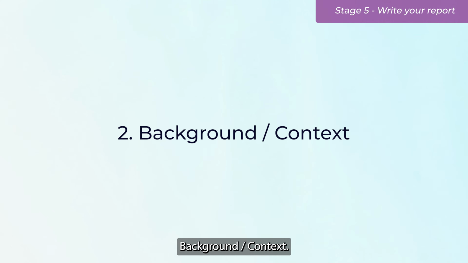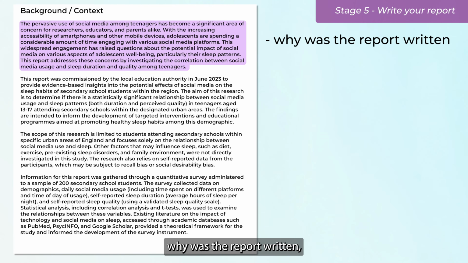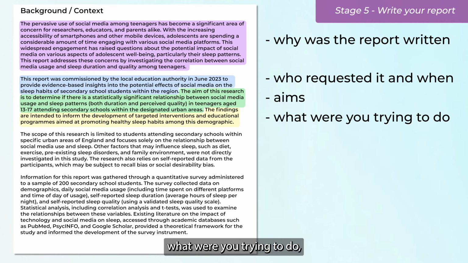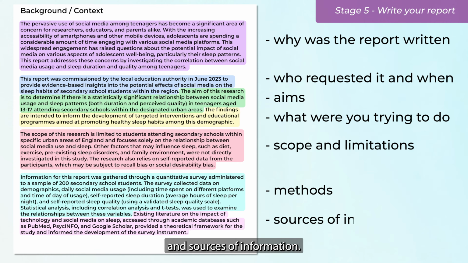2. Background, context. This section tells the reader what the report is all about. Here is how you can structure this in your report. It may include why the report was written, who requested it and when, aims, what you were trying to do, scope and limitations, methods that you used, and sources of information.